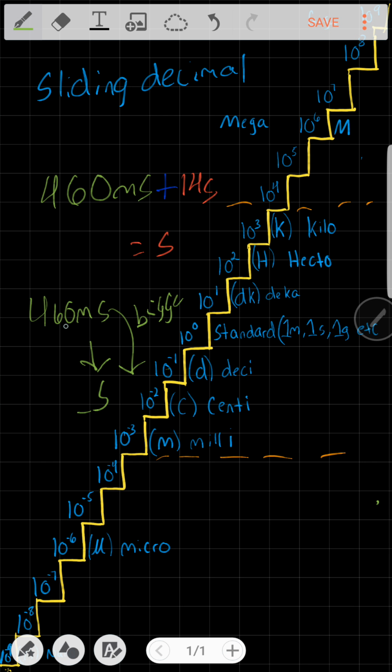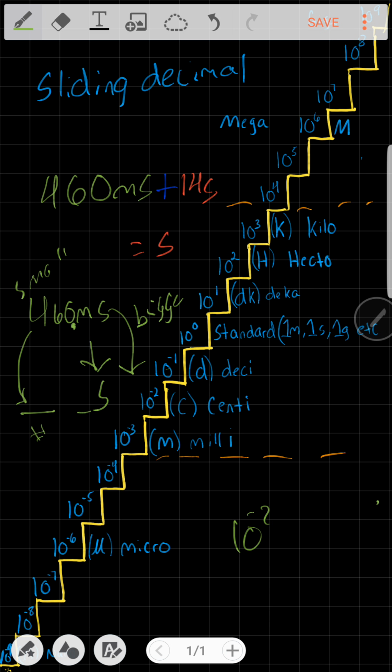So what does my number have to get over here? What does that have to go into? That is going to get smaller. So how do I do that? Well, it's 460.0, and I got to move my decimal smaller 3. How many places? Well, I'm going 1, 2, 3.